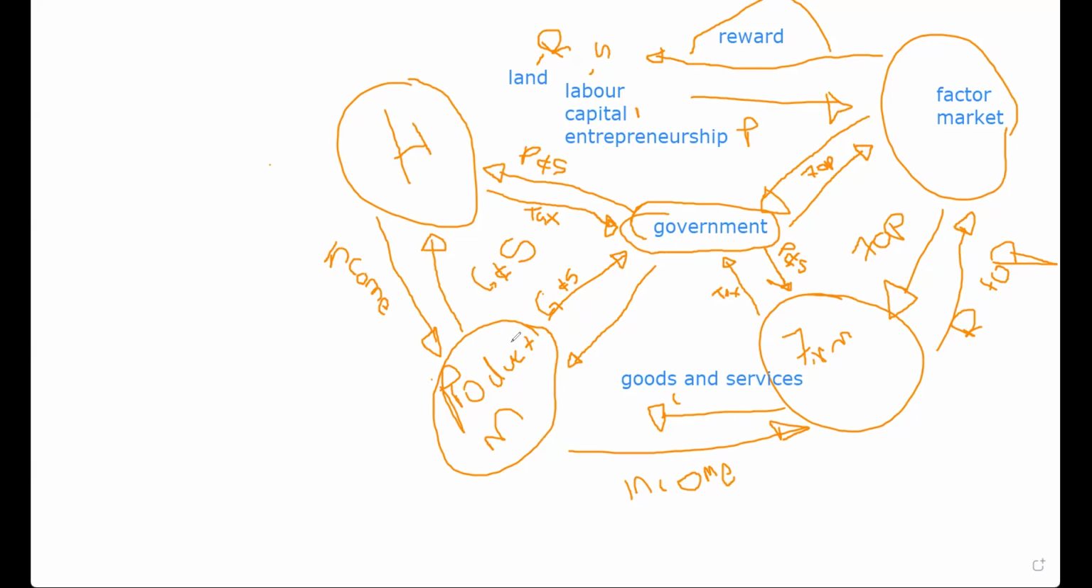And then in return for goods and services, the government will provide payment to the product markets, which will be an income to the product markets. So I'll just write an I here. This payment will be what? Will be an income to the product markets. So that is how the government interacts with each of these sources in the economy.